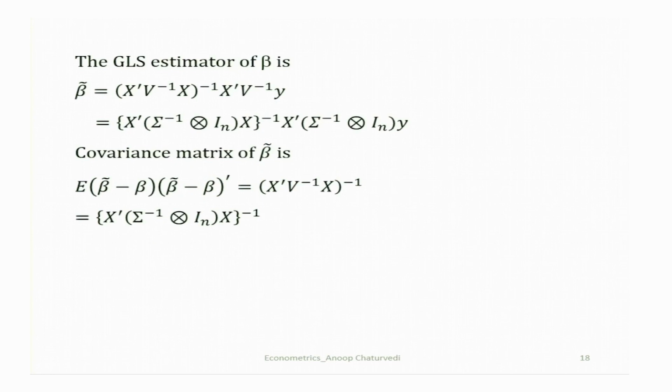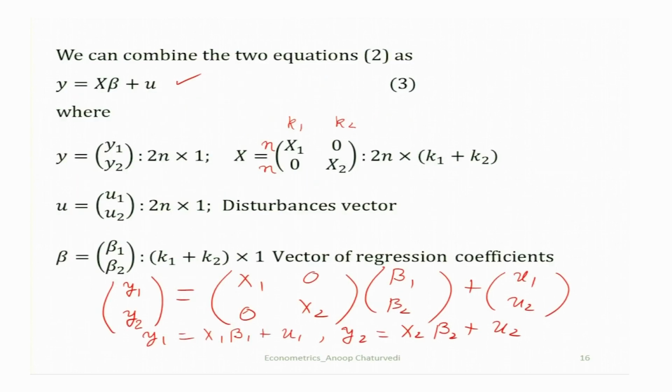Now, you can easily obtain the generalized least squares estimator of beta. The GLS estimator of beta, say beta curl, is equal to X transpose V inverse X whole inverse X transpose V inverse y. So this is the GLS estimator of beta. We have simply applied the GLS procedure for estimating beta here. The variance covariance matrix of u is V.